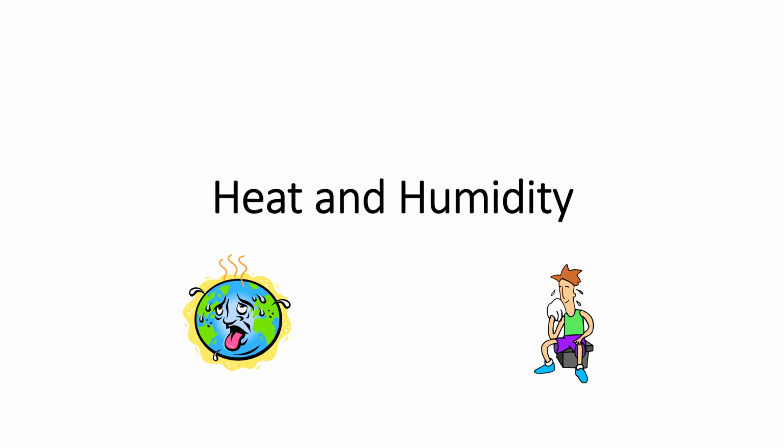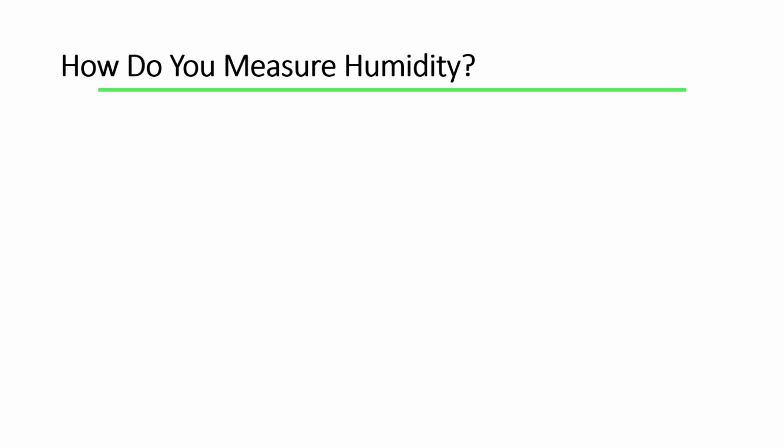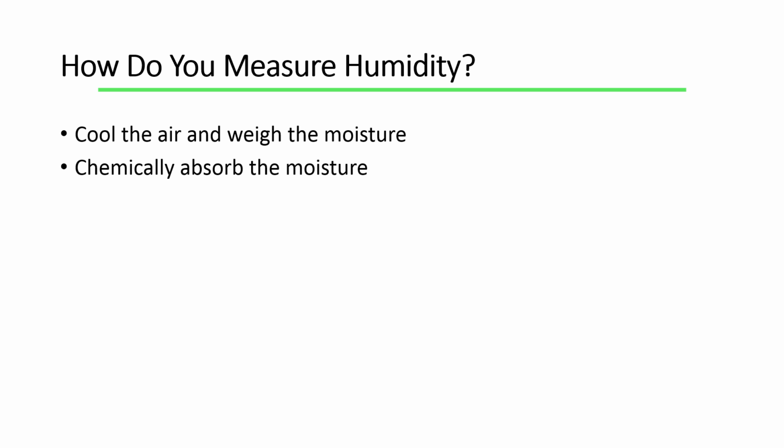We're going to do calculations with heat and humidity. So first of all, how do you measure humidity? You can cool the air and weigh the moisture that comes out of it. Okay, you could chemically absorb the moisture, so compounds that will absorb it, and then look at the change in weight of those chemically absorbent materials.